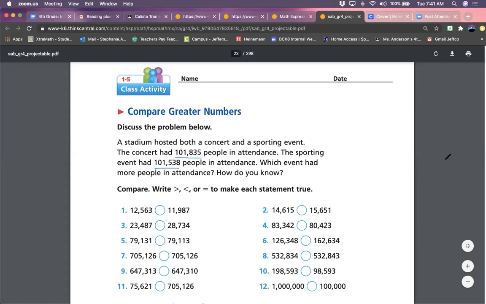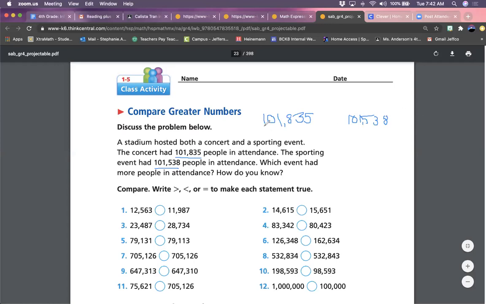Well, in order for me to compare these, it's a lot easier if I put them next to each other. And then I can go through each place value. So I have 101,835. Okay. And then over here I have 101,538. Sorry, it's a little harder to write on the computer. And this one is for the sporting event. All right, so same thing.